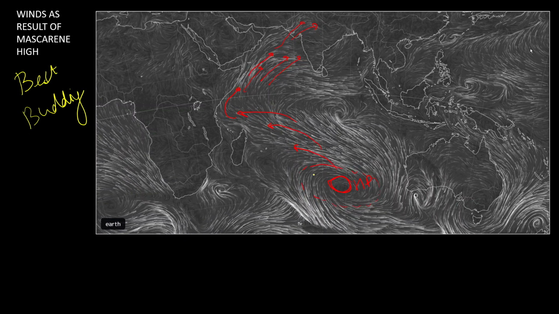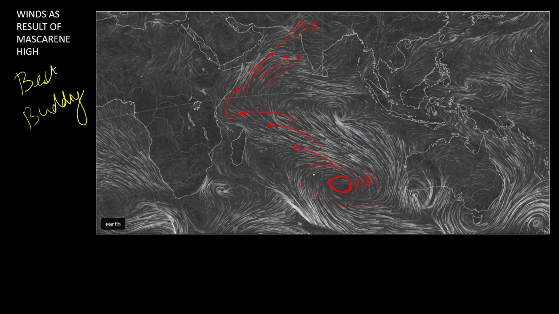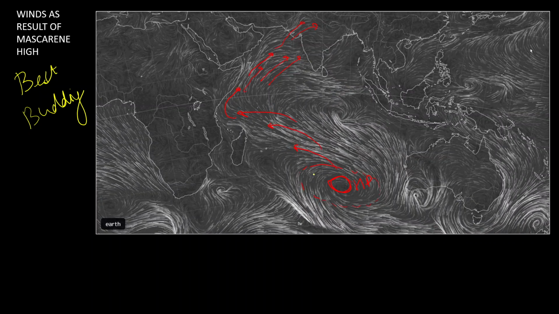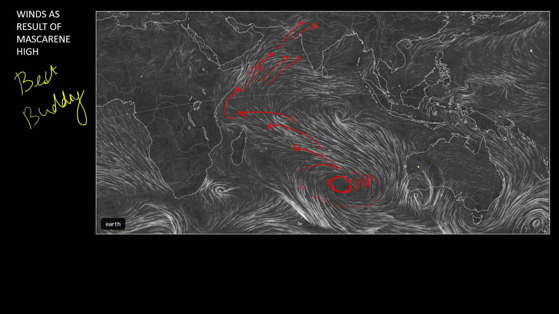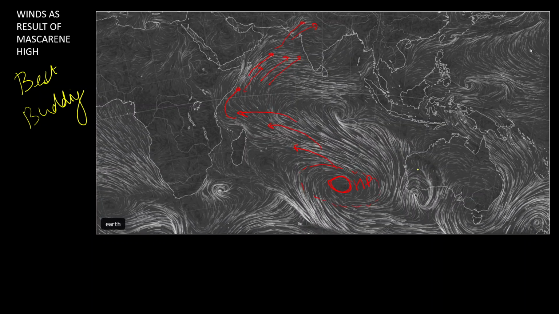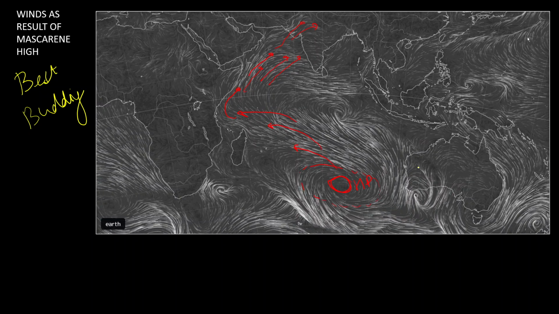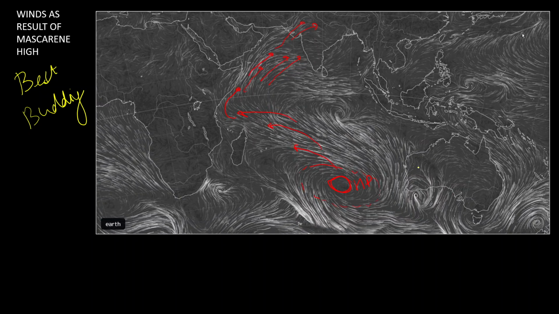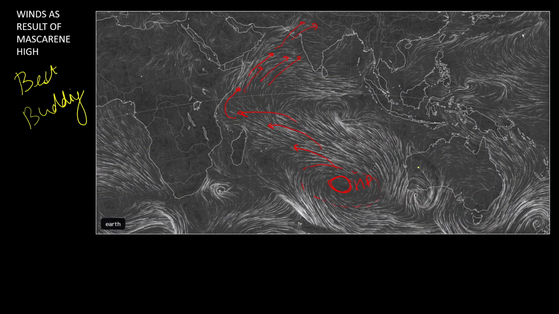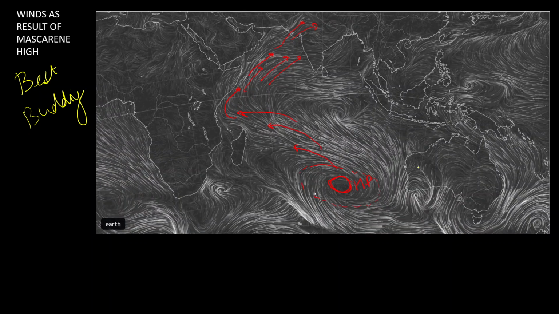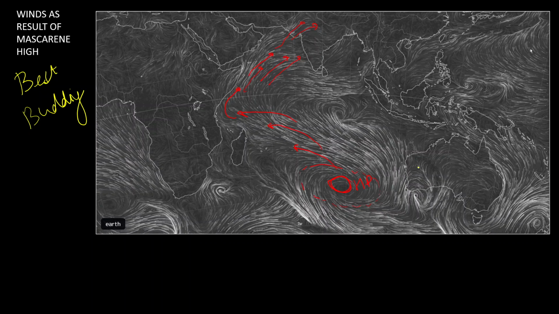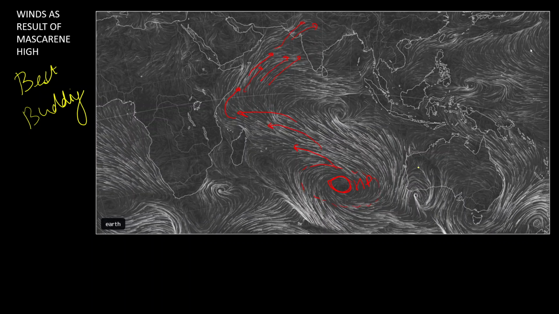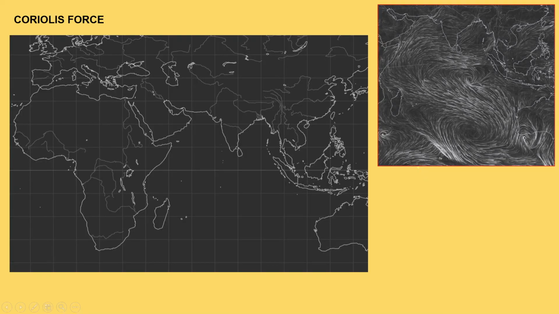So we have to say here that the formation of this high pressure zone near the Mascarene Islands and in the vicinity of Australia becomes a powerhouse of these winds, and therefore it strengthens the Indian monsoon and makes sure that the Indian monsoon hits the coast on time. It doesn't get delayed. Okay. So first is the Mascarene High.